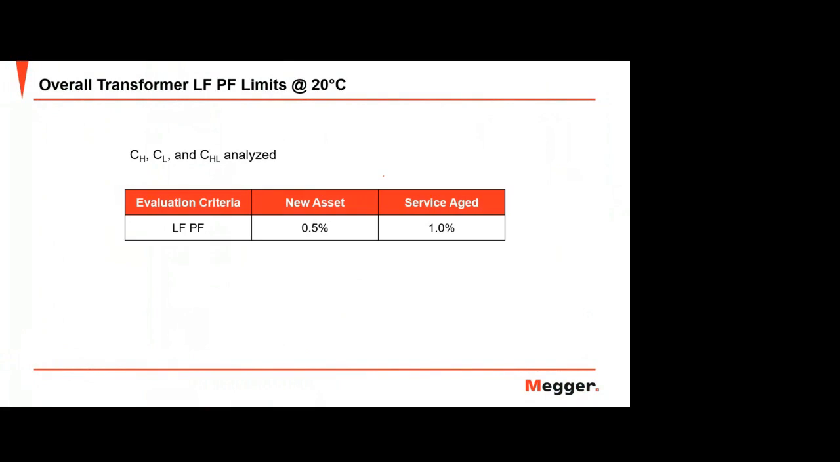Yep. We have these limits from the standards, right? As I told you a while ago, we have 0.5 and 1 for the line frequency power factor. This is according to the standard. And every time we measure the power factor, we need to correct it to 20 degrees Celsius so we can compare it with the limits of the standard.